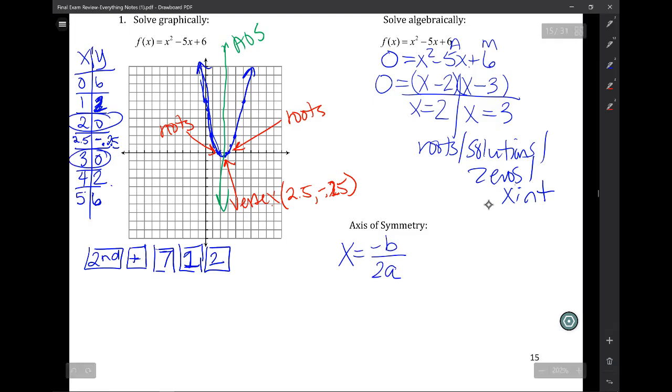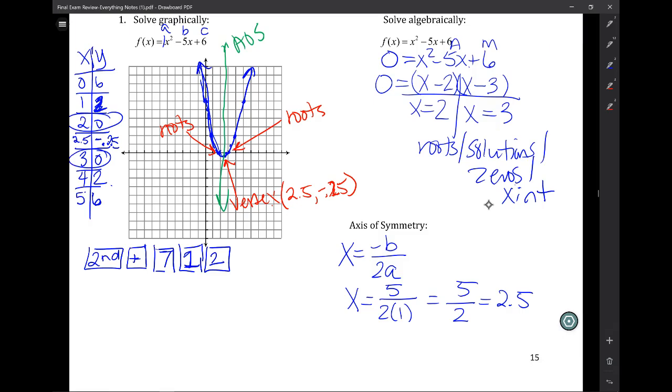So in our original equation, our a value would be the 1 that's in front of the x squared. The b value is in front of the x, and the c value would be the 6, because our equation was in standard form. So when I find the axis of symmetry, it would be negative, negative 5, so a positive 5 divided by 2 times 1. That would mean my axis of symmetry is 5 halves, or 2.5. And that matches perfectly with what we graphed and what we found in our calculator.